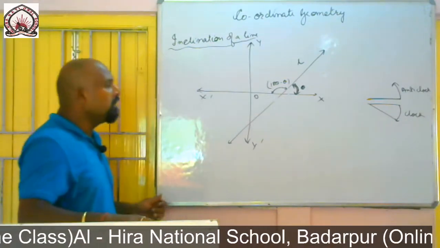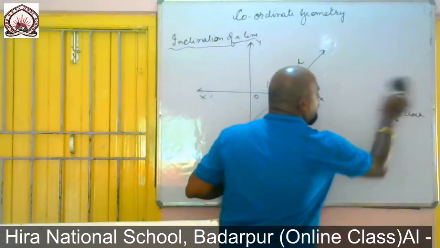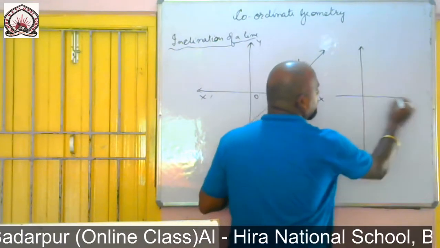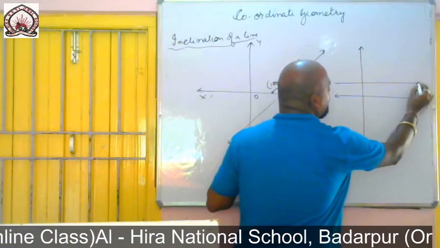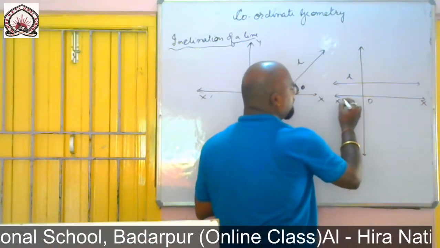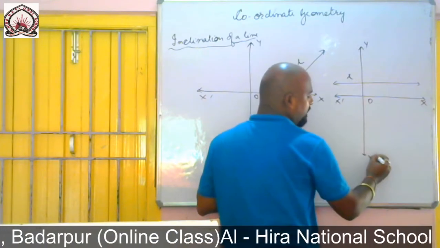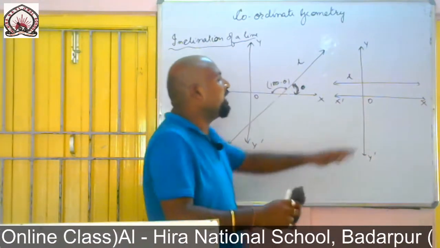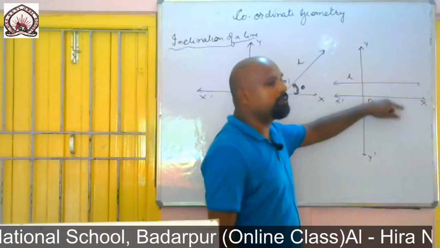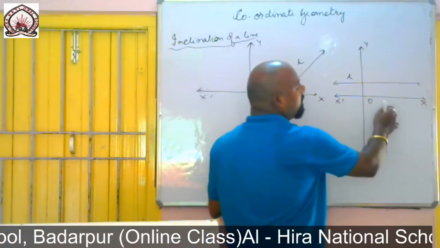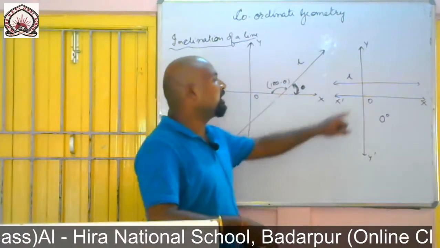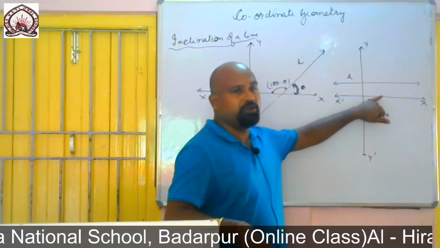Now let us consider that the line L is parallel to x o x dash, and this is y o y dash. What is the angle between these two parallel lines? The angle between these two lines is 0 degree. The inclination between these two lines will be 0 degree.